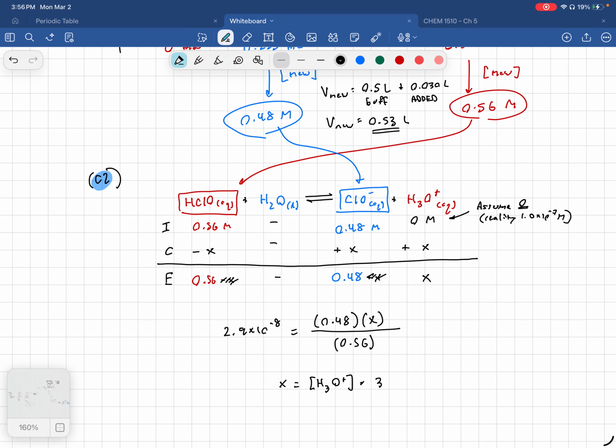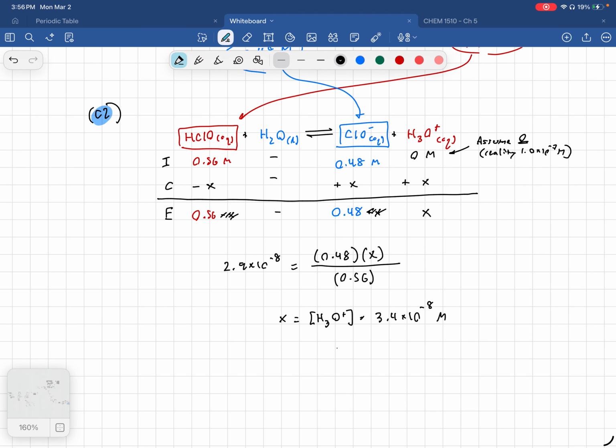That should give you 3.4 times 10 to the negative 8 moles per liter. And so if we take the negative log of that, the pH, negative log because we're dealing with H3O plus, is 7.47. No units. Again, note 2 sig figs, and thus we have 2 decimal places in our answer.